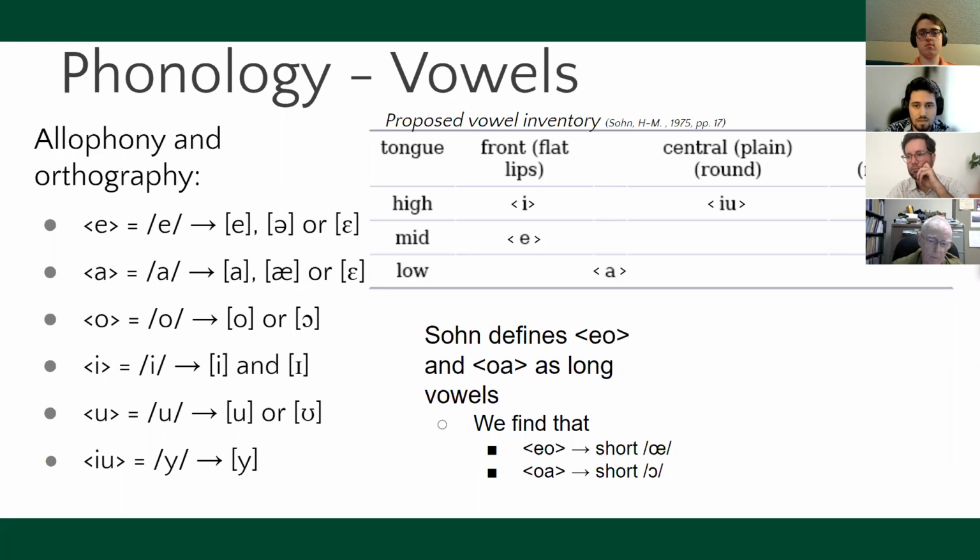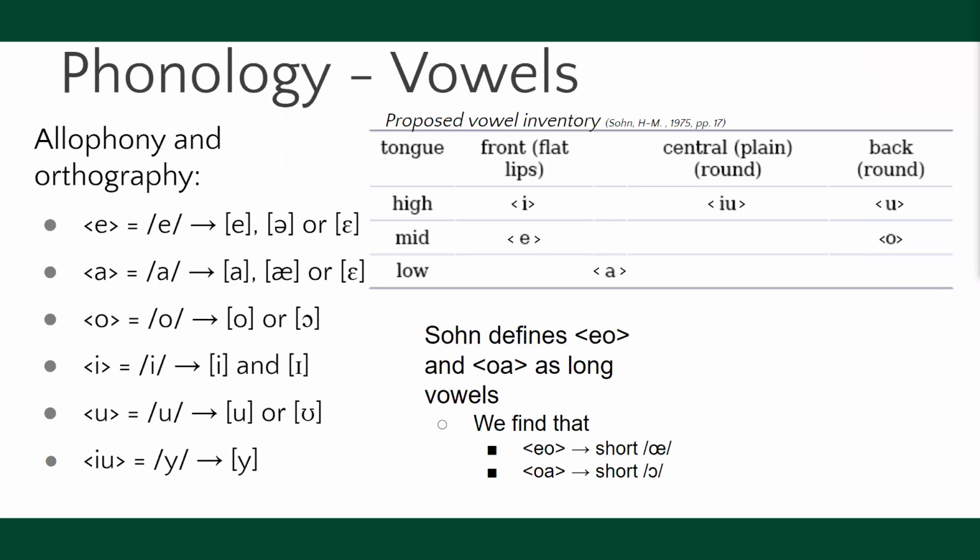The I in the orthography is the high front tense vowel in the underlying and surfaces as a high front tense and untense vowels. The U in the orthography is the high back rounded vowel in the underlying, as well as in the surface, and also surfaces as the mid-back rounded vowel, as we see here.